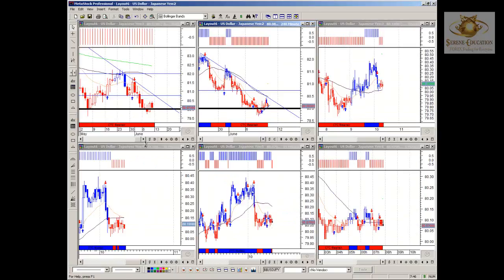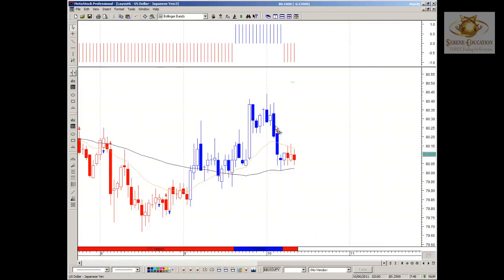Let's have a look at our smaller time frames. You can see here, for example, there again is 80 on an hourly.